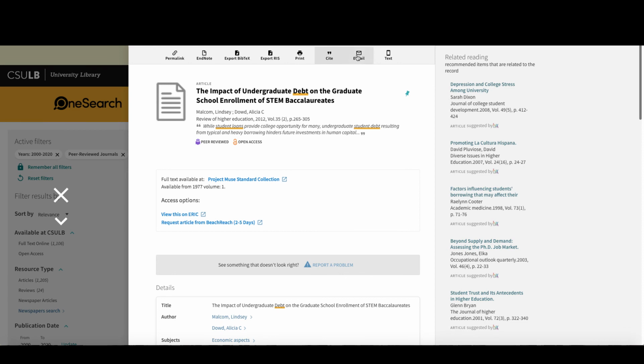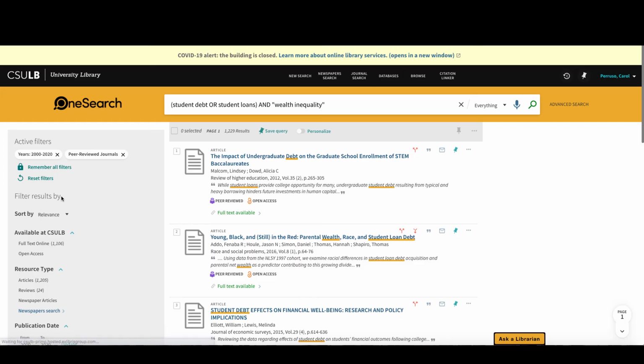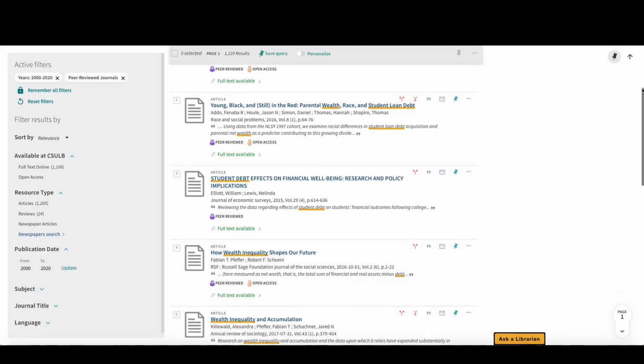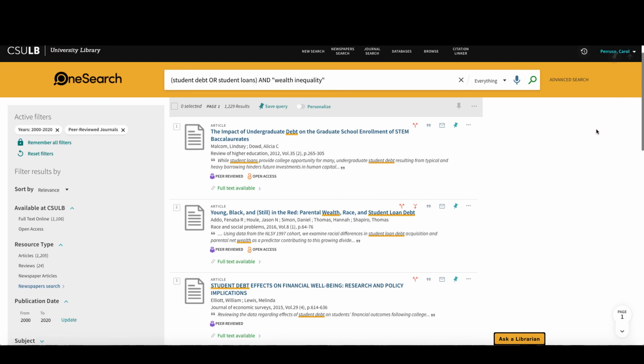You can also email it to yourself, print it. Not printing, but I highly recommend that you email it to yourself so you don't lose a copy of the article. So this is the basic way that you use OneSearch. And as I said, there is a video on the 226 research guide that will go into a little bit more detail.